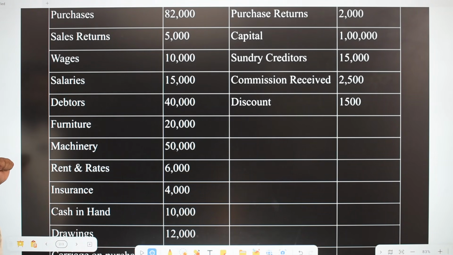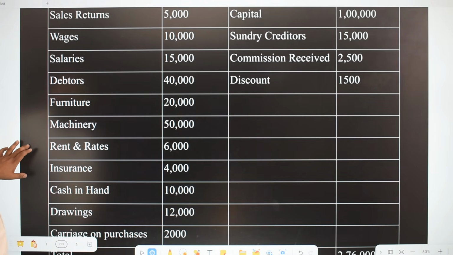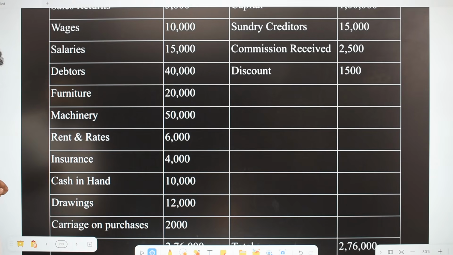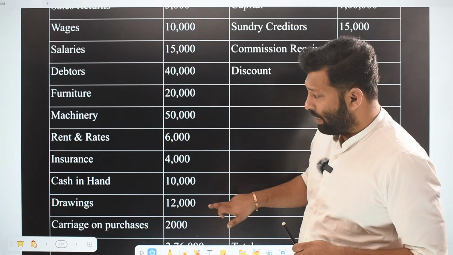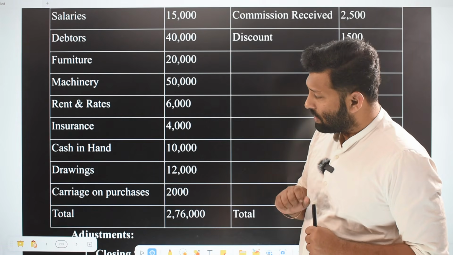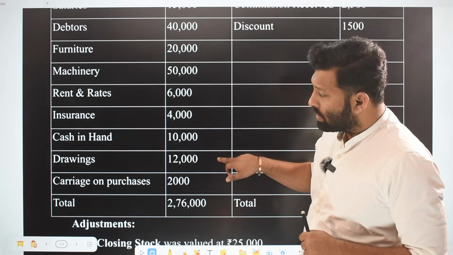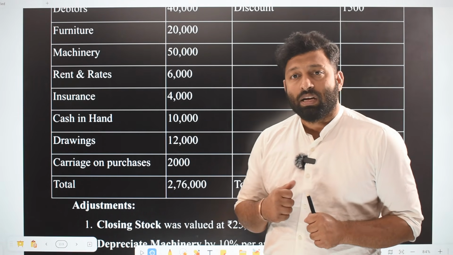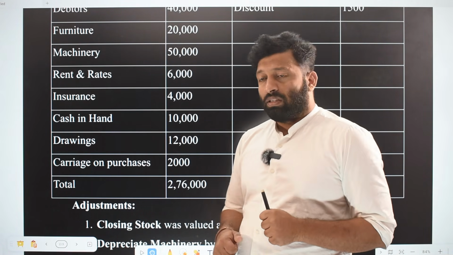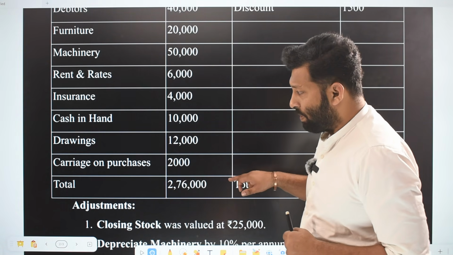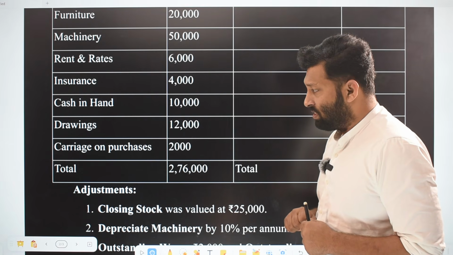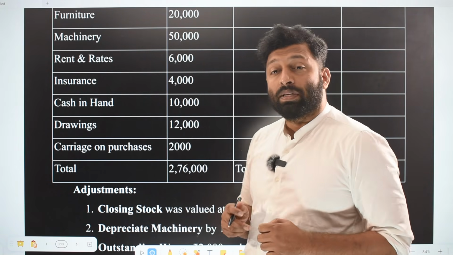Salaries is an operating expense. Debtors is an asset, furniture is an asset, machinery is an asset, rent and rates is an operating expense, insurance is an operating expense, cash in hand is an asset. Drawings should be deducted from the capital. It's a personal expense of the proprietor and should be deducted from the capital in the balance sheet on the liability side. Clear? Carriage on purchases is a transport expense on the purchases.